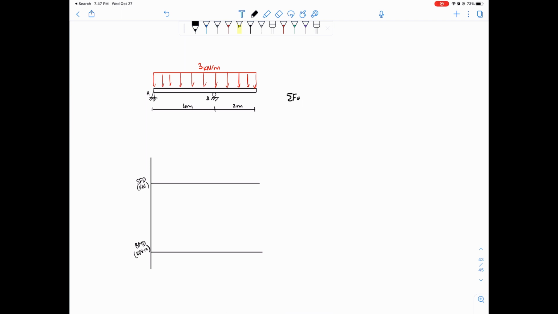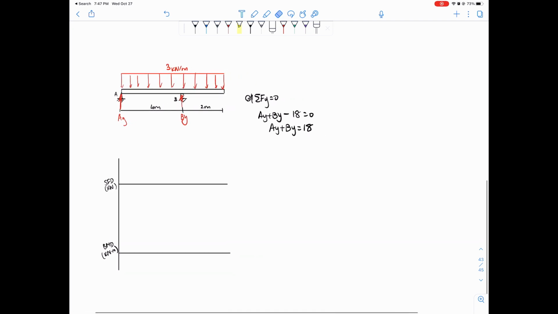All right. Sum of forces in the y direction equal to 0, and then we have two forces. We have two reactions, sorry, AY and BY, right? AX equals 0 because there's no horizontal forces. So we have AY plus BY minus 3 times 6, so that's 18, right? Equals 0. So we have AY plus BY equals 18, all right?